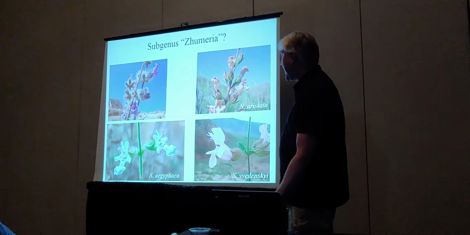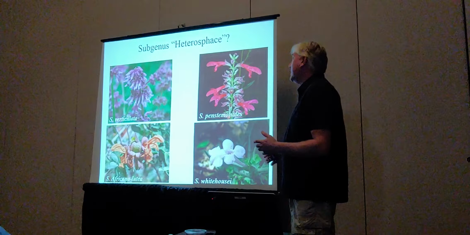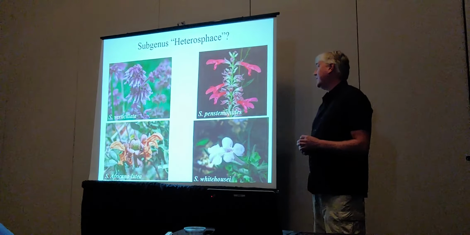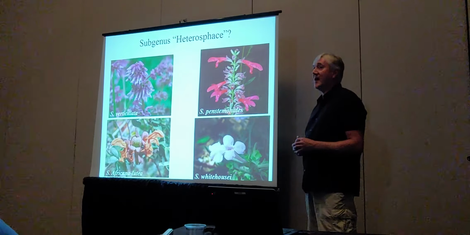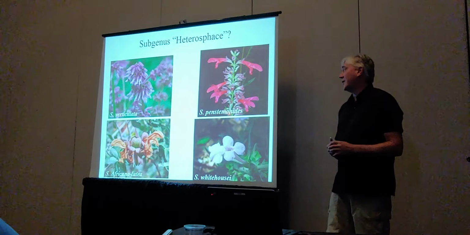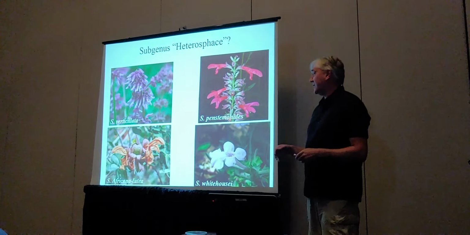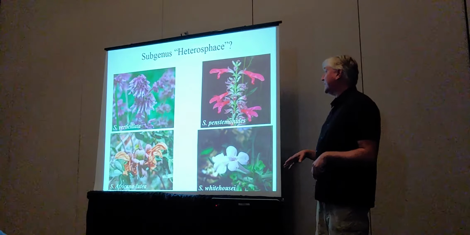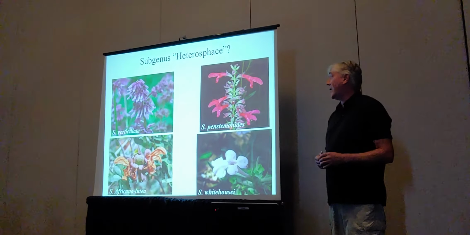What will most likely happen is we will name at least 3 different subgenera, including Zhumeria, but maybe even 4. And even more problematic than that, these are all Old World, is this possible subgenus Heterosphace. And this not only is morphologically very different, as you can see from these pictures, but also geographically very different. So it occurs in Asia, it occurs in Europe, it occurs in South Africa, and it occurs in the New World. So geographically, it's all over the place. It's only about 40 species, but geographically very widespread.